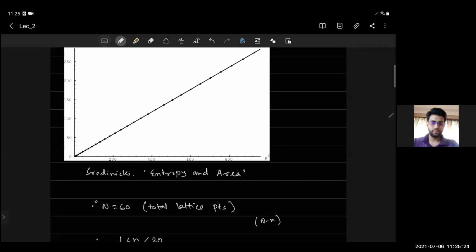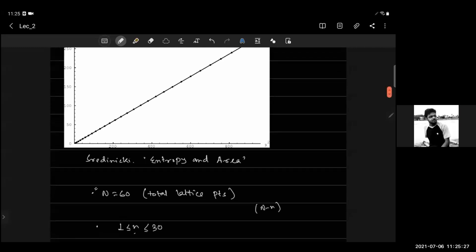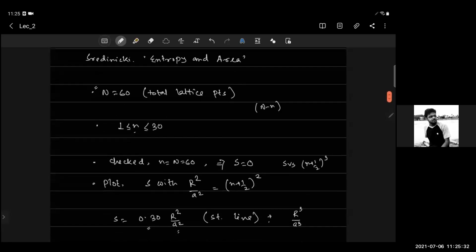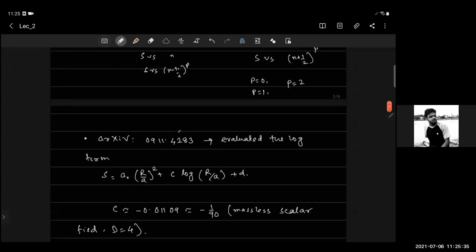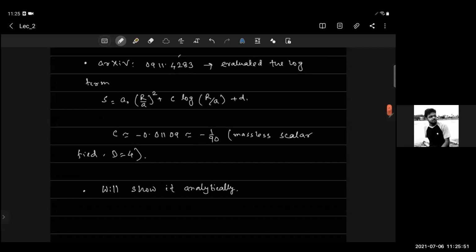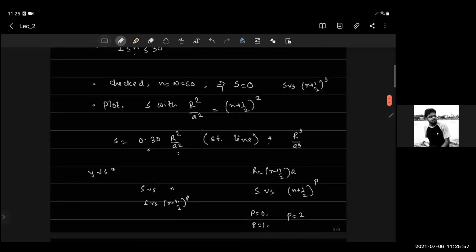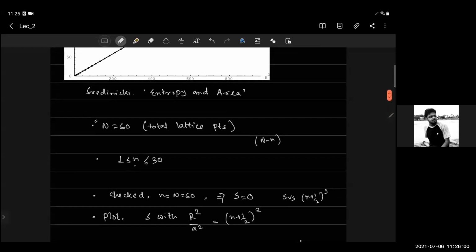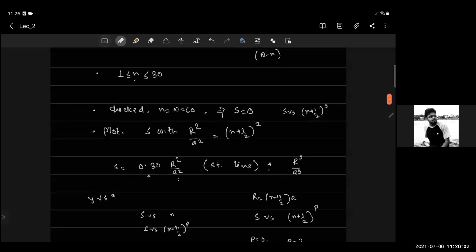Yeah. Okay. So the point of Srednicki's paper is to establish the area law first. Then later it was corrected. It's quite involved numerically, and they got the log coefficient numerically, and it turned out to be near about -1/90 for the massless scalar field in 4 dimensions. But I will show this number analytically, the universal log coefficient. My point here was to first show the area law behavior. That's it. Okay.